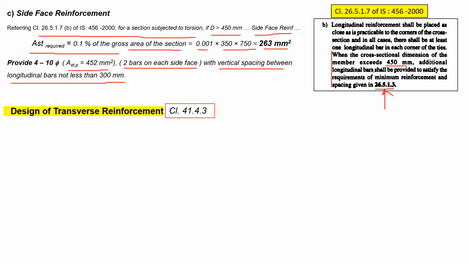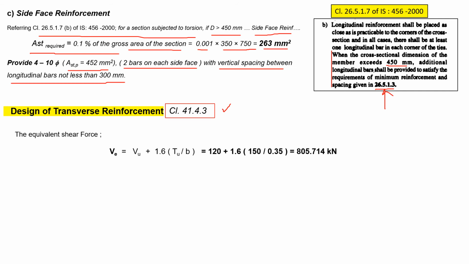To provide transverse reinforcement, we need to refer to clause number 41.4.3. For this, first of all, we have to calculate the equivalent shear force, as we did in the previous step for equivalent bending moment. In reference to the codal advice, we calculate the equivalent shear force using this particular formula, and putting in all the values, we get the equivalent shear force equal to 805.714 kilonewton.